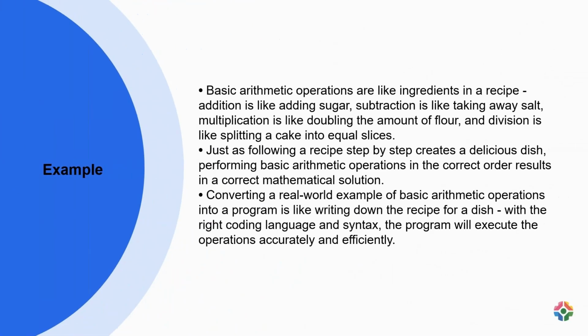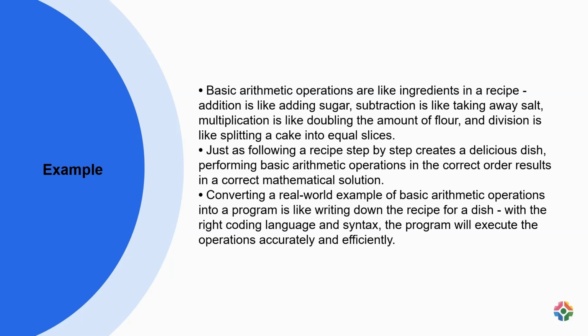Basic arithmetic operations are like ingredients in a recipe. Addition is like adding sugar. Subtraction is like taking away salt. Multiplication is like doubling the amount of flour. And division is like splitting a cake into equal slices.